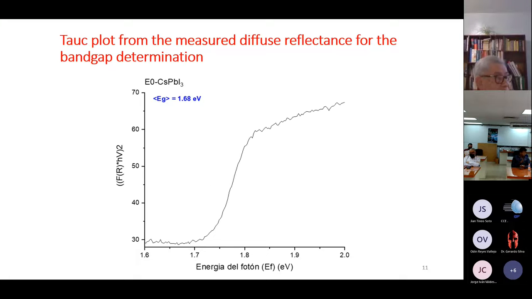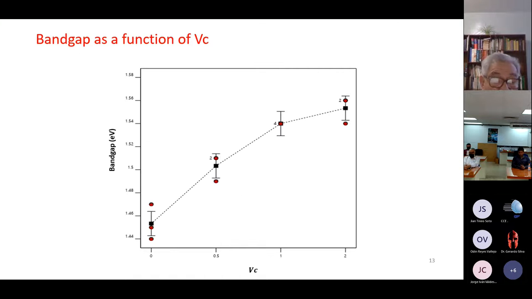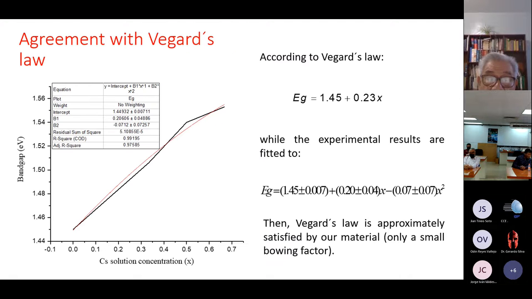Then we also measured the band gaps for each of the samples. The average is in the blue, and you can see that the band gaps were 1.45 for 0 and 1.55 for BC equal 2. This is the graph of the band gap as a function of the BC. And these are the averages, and we tried to see if this was according to Vegard's law. As you can see, according to Vegard's law, the first equation should be followed, but the fitting of the experimental results is shown in the second equation. And then we can say that the band gap behaves according to Vegard's law.